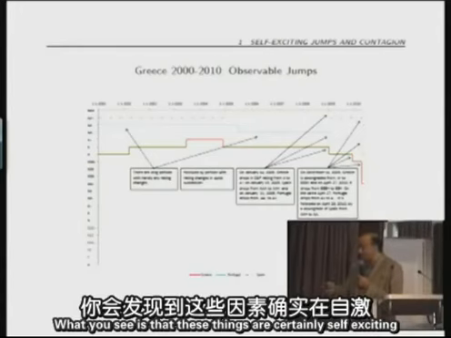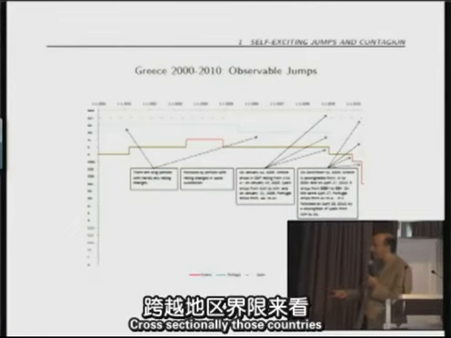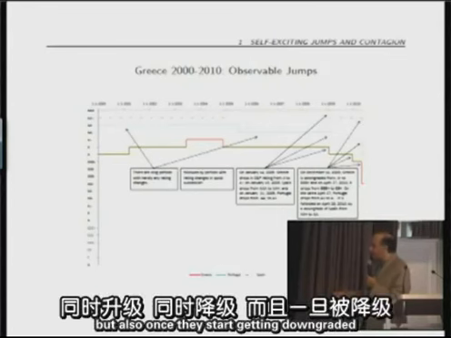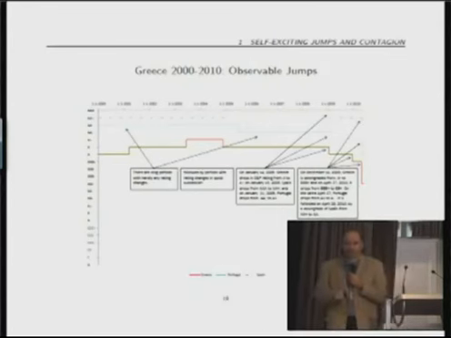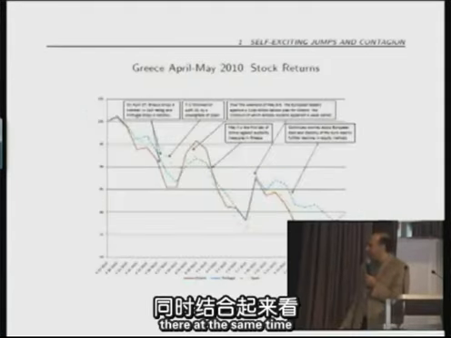What you see is that these things are certainly self-exciting. Cross-sectionally, those countries tend to be upgraded and downgraded together, but also once they start getting downgraded, they get downgraded at a fast clip. So you see both the time series and the cross-section there at the same time.